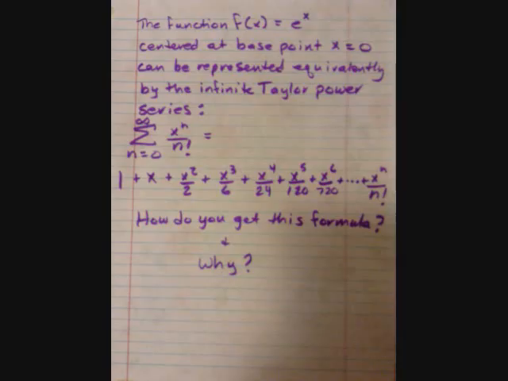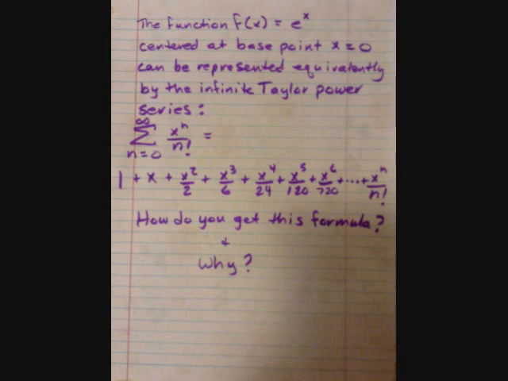The function f of x equals e to the x, centered at base point x equals 0, can be represented by the infinite Taylor power series, the summation as n runs from 0 to infinity of x to the n over n factorial, which equals 1 plus x plus x squared over 2 plus x cubed over 6 plus x to the 4th over 24 plus x to the 5th over 120 plus x to the 6th over 720, up until x to the n over n factorial. How do you get this formula and why?